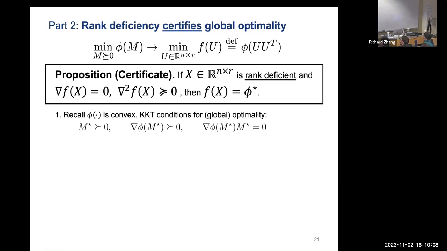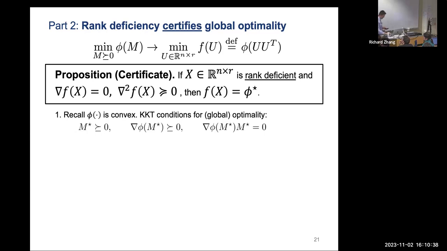So what's the KKT for this problem? Your solution needs to be semi-definite because there's a constraint here. So M star is semi-definite, and its gradient needs to also be semi-definite. And the product of these two matrices should be equal to 0. So if you give me an M and I verify it's semi-definite, that its gradient is semi-definite, and that I can multiply by the gradient and get 0, it already proves it's globally optimal.